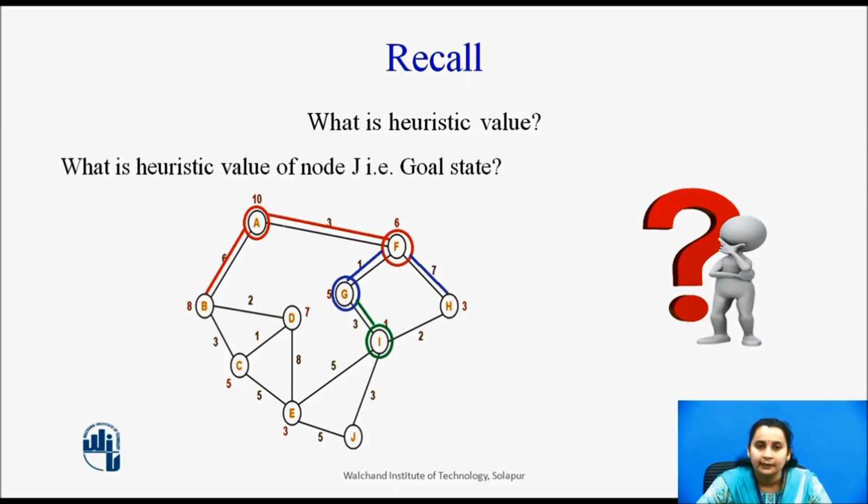Similarly, g of the initial state is from the same state to the same state, so the distance is 0. g of A is 0 and h of J is 0.